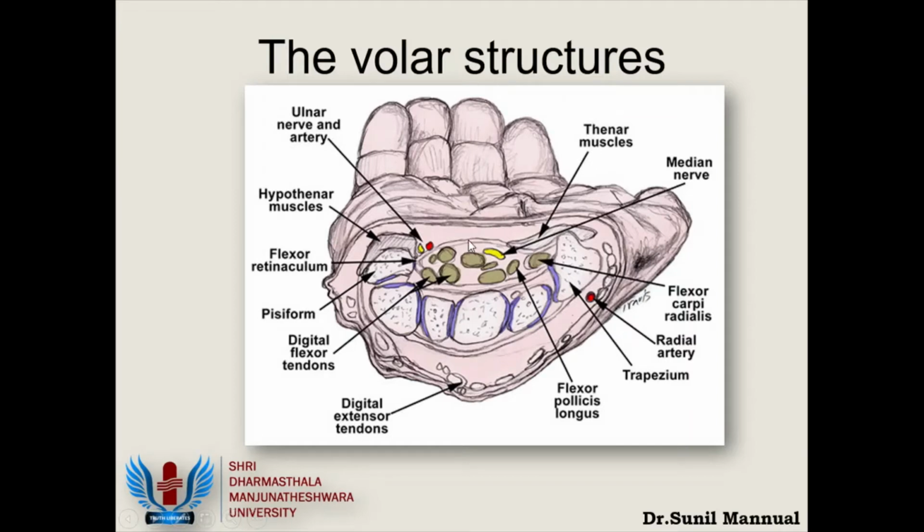And there are some tests of the wrist which, when you do, you will be able to clinically make a diagnosis of carpal tunnel syndrome. So that's the main structure that we are bothered about on the volar side.